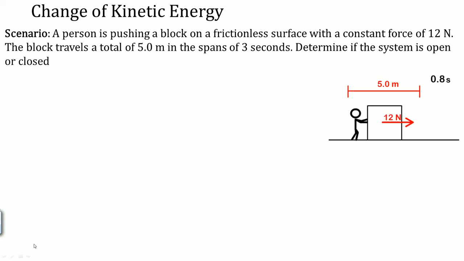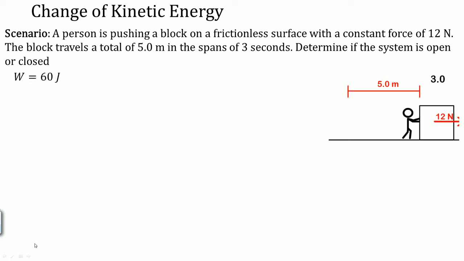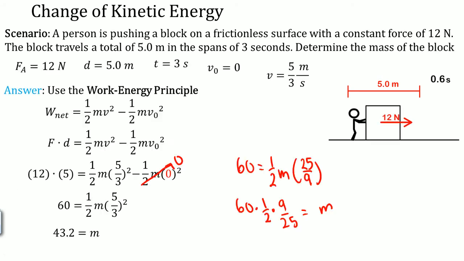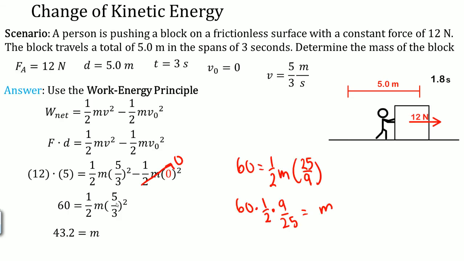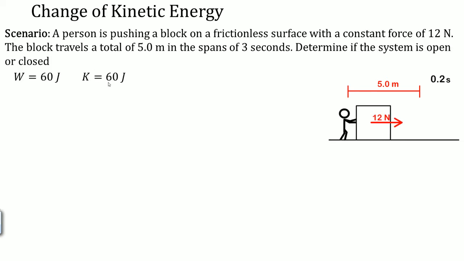Same question, same scenario, but the question asks, determine if the system is actually open or closed. Well, we know from our last problem, the work done was 60 joules. We should have seen it right here. That was the work done right here. That's the 60 joules. And we also saw that the kinetic energy was equal to 60. So if you plug it in here, 1/2 mv squared, and the m here is 43.2, you should get kinetic energy equals to 60 joules.